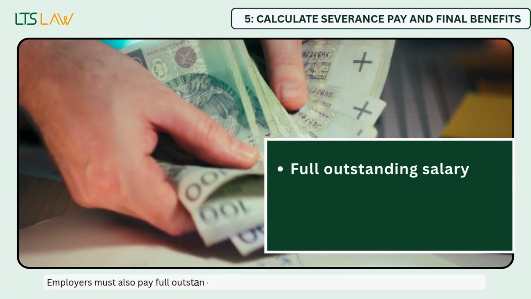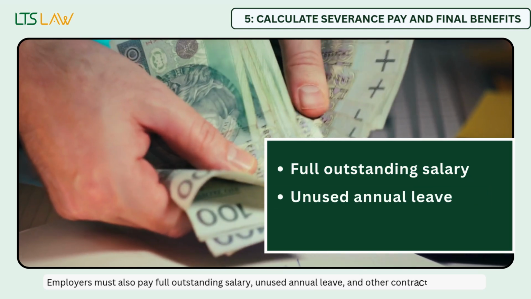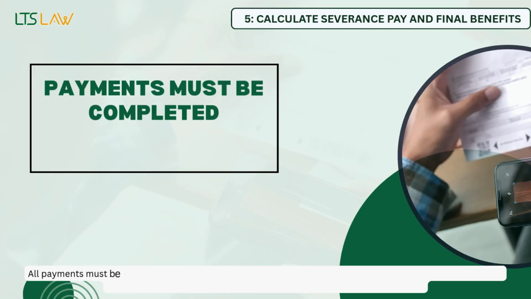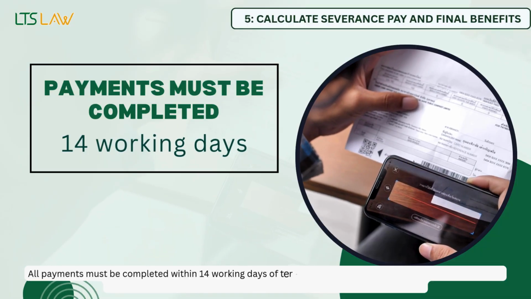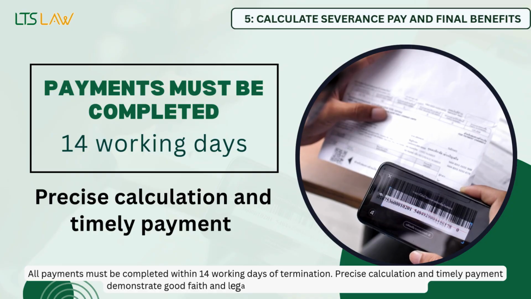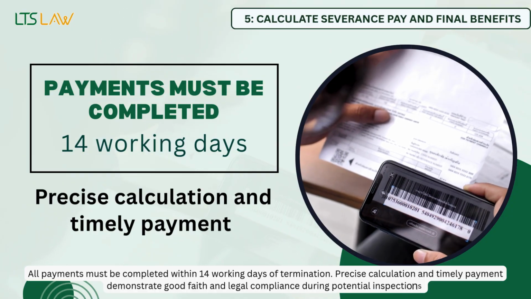Employers must also pay full outstanding salary, unused annual leave, and other contractual benefits. All payments must be completed within 14 working days of termination. Precise calculation and timely payment demonstrate good faith and legal compliance during potential inspections.